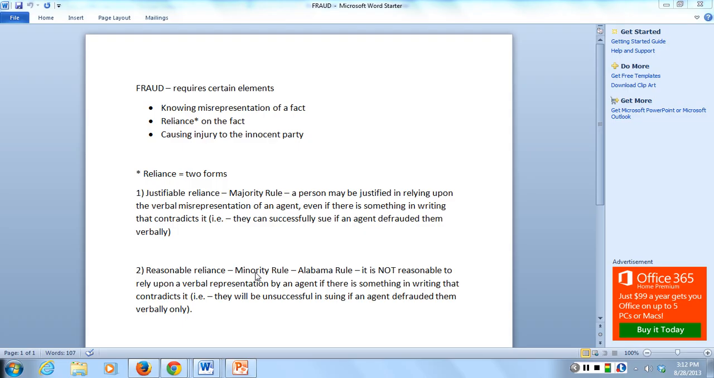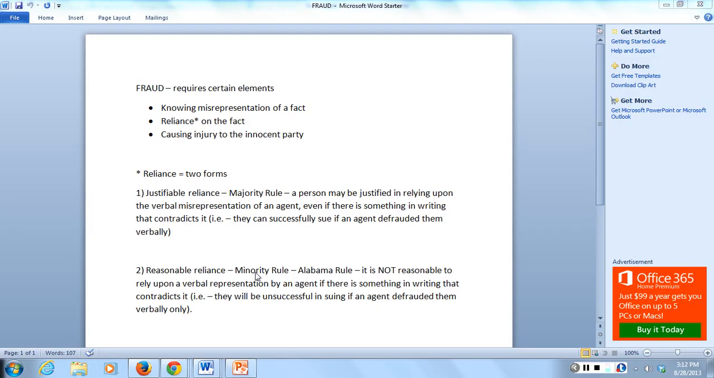Using the justifiable reliance standard, the law says that the party is justified in relying upon the misrepresentation made by the agent verbally, even though there's something in writing that contradicts it. If, on the other hand, the reliance standard in the particular jurisdiction is reasonable reliance, which is the rule in Alabama, the law is that it is not reasonable to rely upon a verbal misrepresentation made by an agent if there is something in writing that contradicts it.